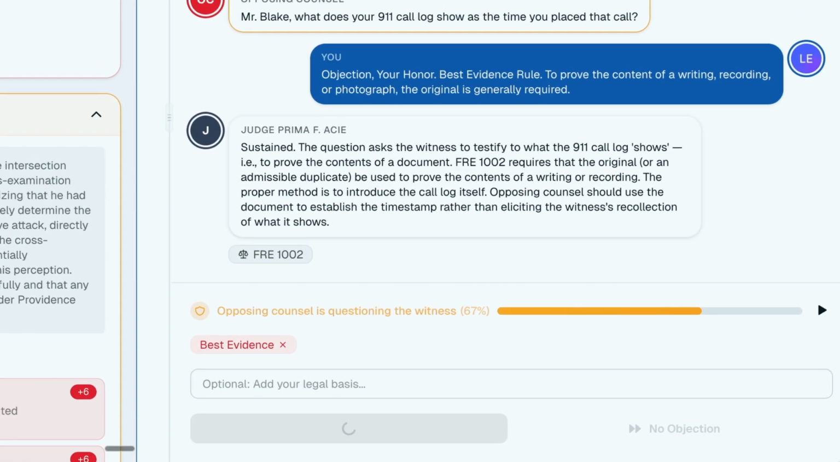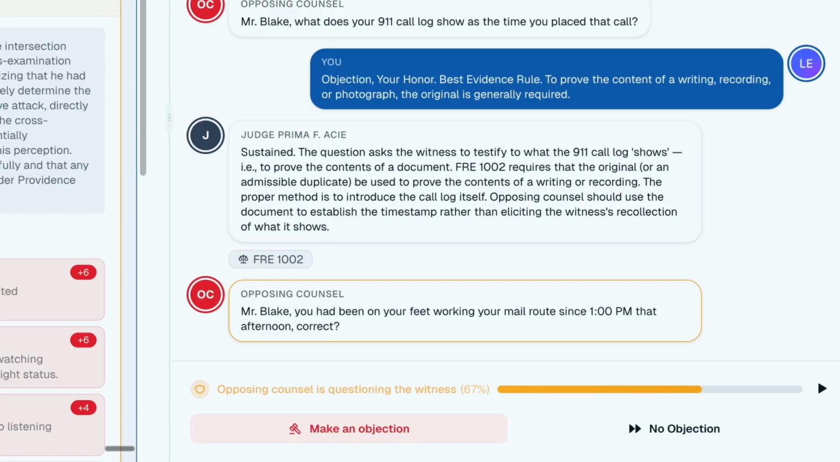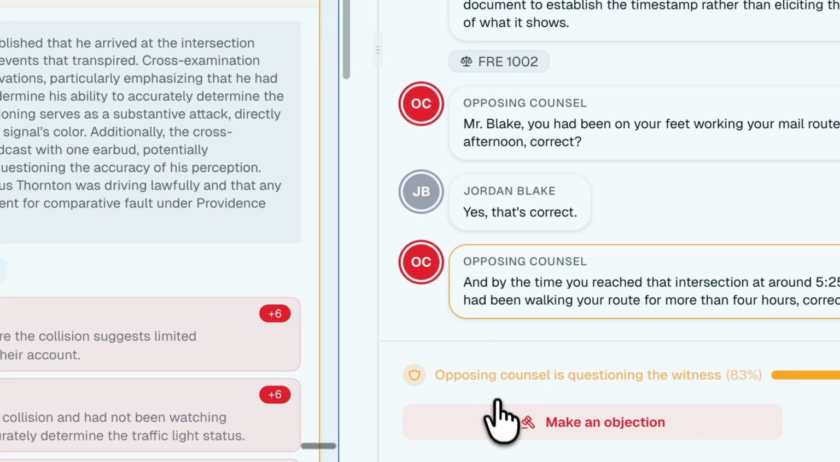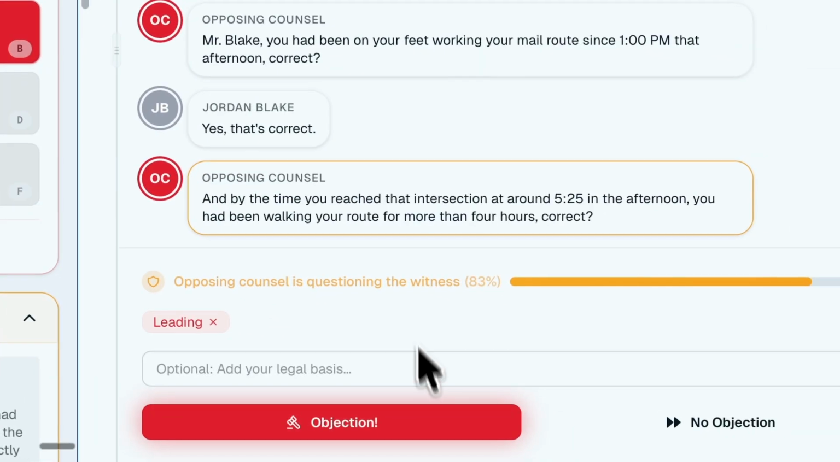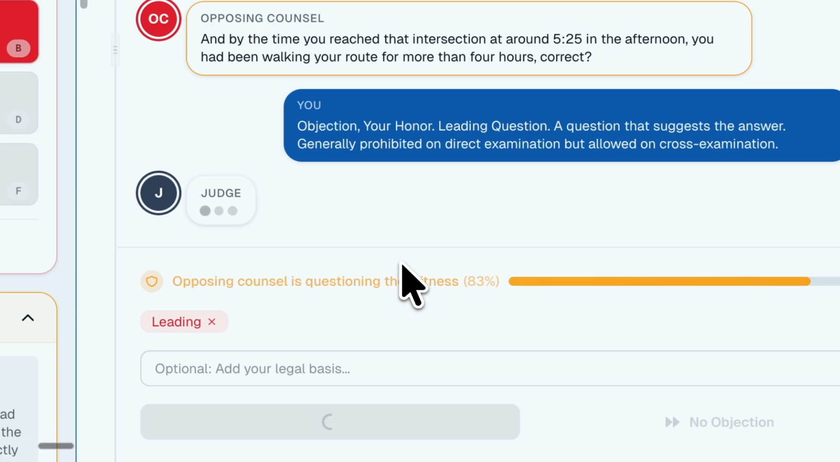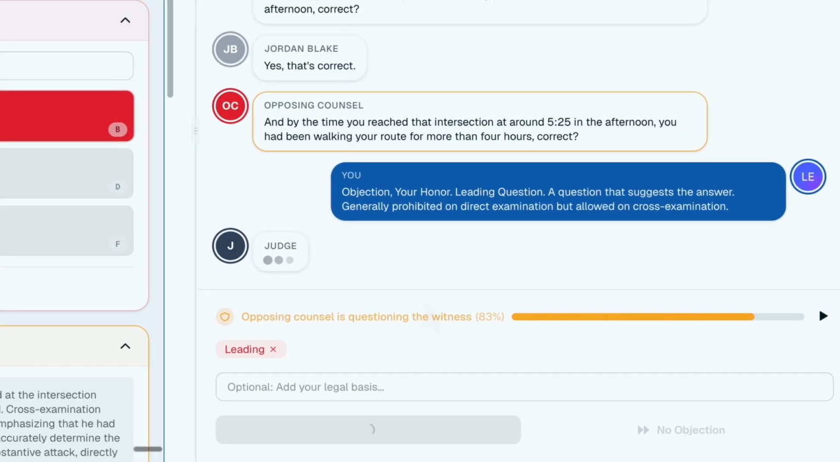Practicing lawyers get the same benefit. This is the rare environment where you can get serious objection reps without a real case on the line. The judge's rulings are also context-aware. Here, I object to a leading question. But of course, leading is permitted on cross, so the judge correctly overrules my objection and lets the witness answer.